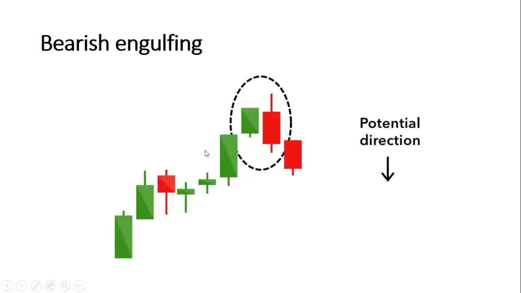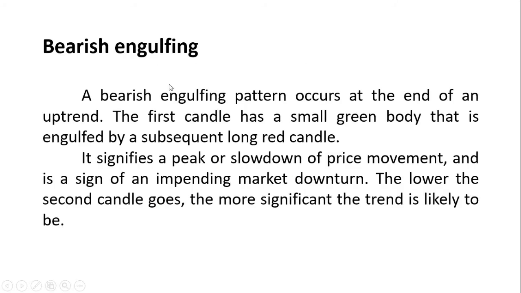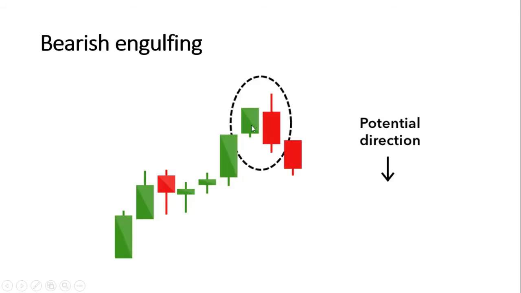Next, bearish engulfing. In the previous video, we learned about bullish engulfing. Now we are learning about bearish engulfing. A bearish engulfing pattern occurs at the end of an uptrend. The bearish patterns will always be found in an uptrend. The first candle has a small green body that is engulfed by a subsequent long red candle. So as you can see here, compared to the red candle, the green candle is pretty small, and the red candle has engulfed the green candle.